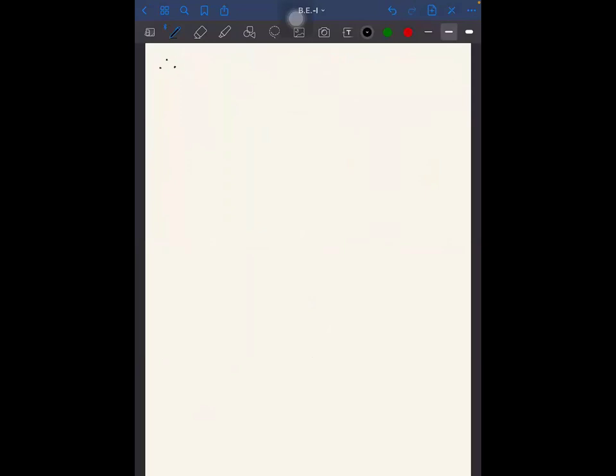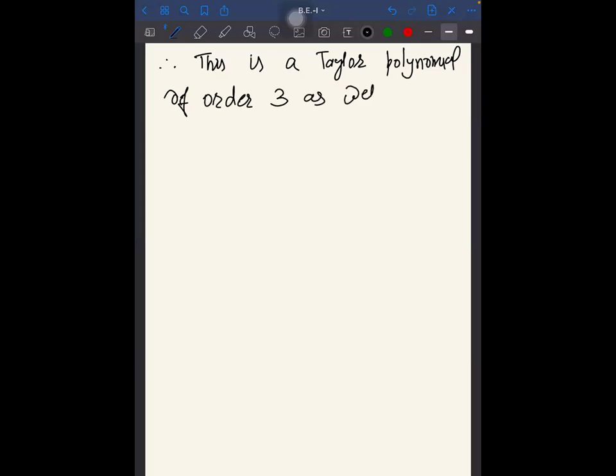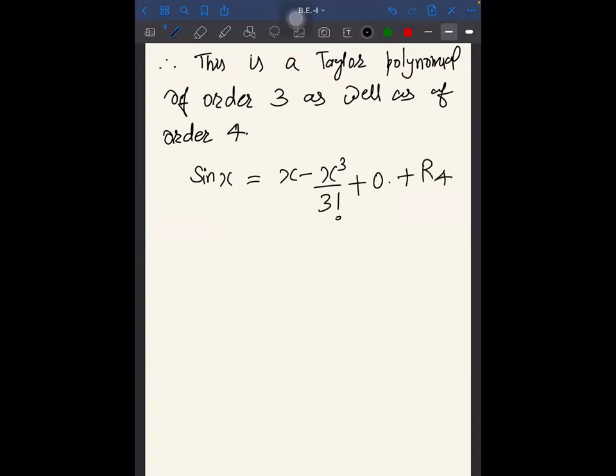So therefore this is a Taylor polynomial of order 3 as well as of order 4, right? So then we can actually write sin x is equal to x minus x cube by 3 factorial plus 0 times x^4, and then R4 will come into the picture rather than saying R3.